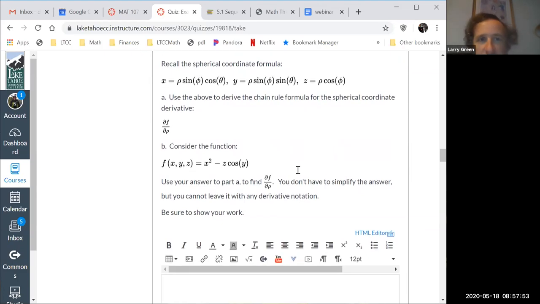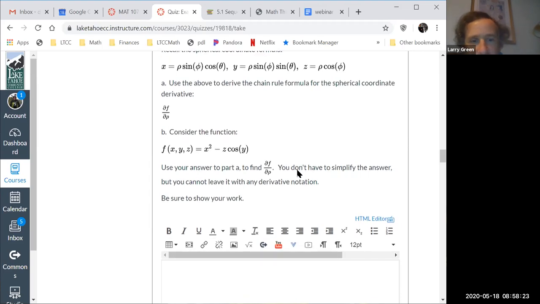So the next question, use a spherical coordinate formula. I decided to give it to you because it's kind of messy and I didn't feel like I should make you have it memorized. I didn't want that to be the error, but I want you to know how to use it. Part A is use the chain rule formula for spherical coordinates for the derivative del f del rho. And notice on part A, we don't know f. You can't use B to do A. This is in order. A always comes before B.